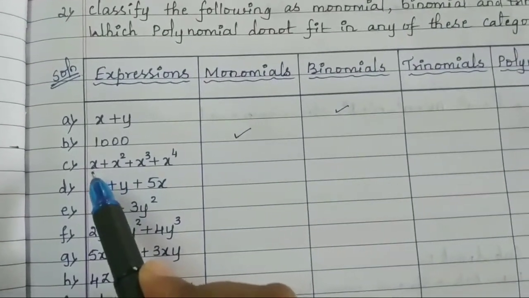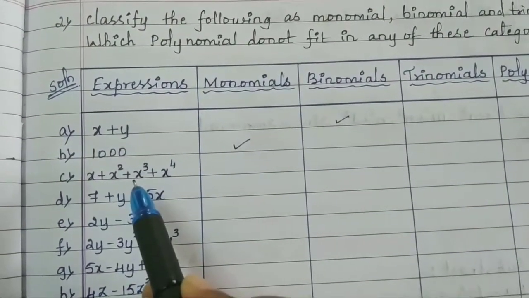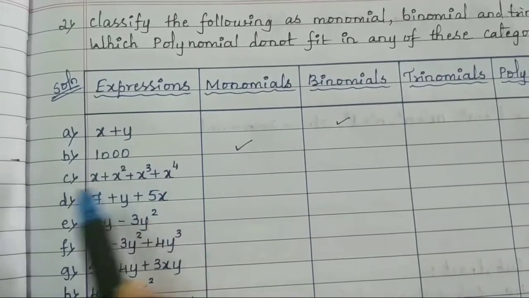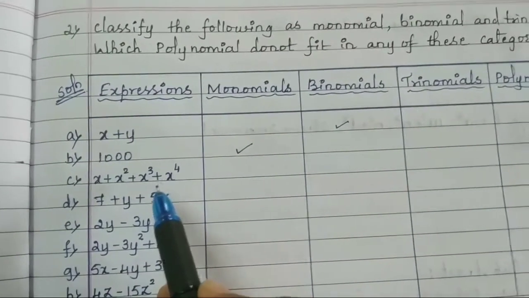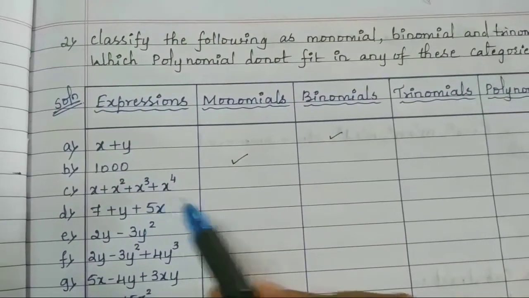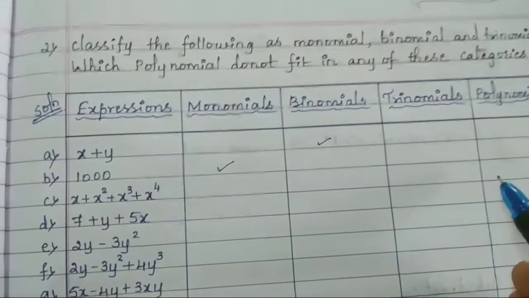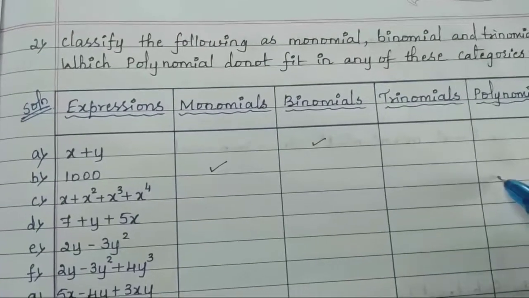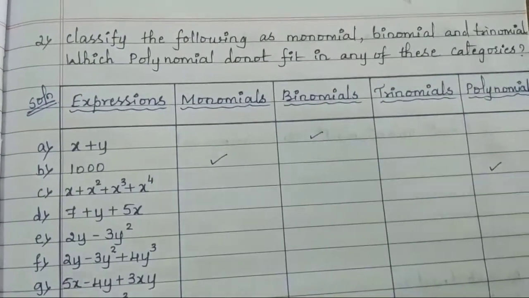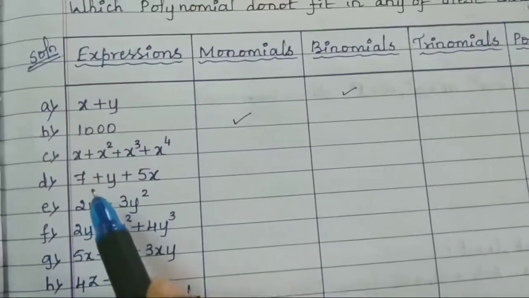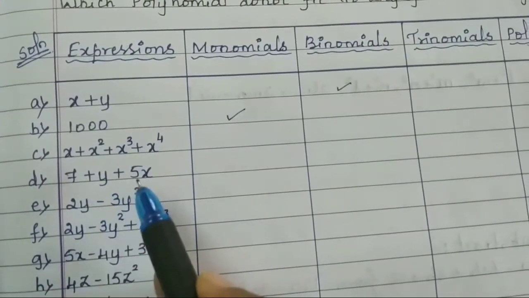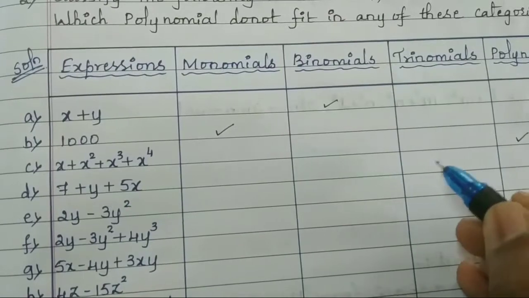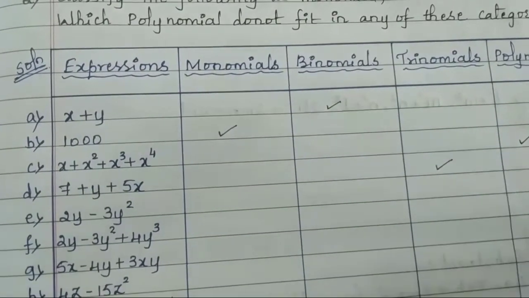Next expression is x plus x square plus x cube plus x to the power of 4. So here there are 4 terms. Okay, 4 terms means it is more than 3 terms. So it will come under our polynomials. Okay. Next, D, 1, 7 plus y plus 5x. So there are 3 terms. So it will come under the trinomial.